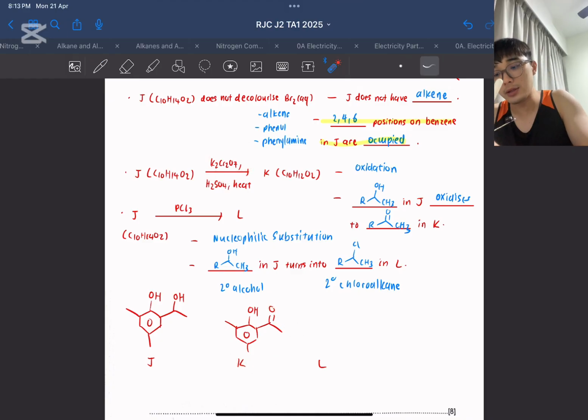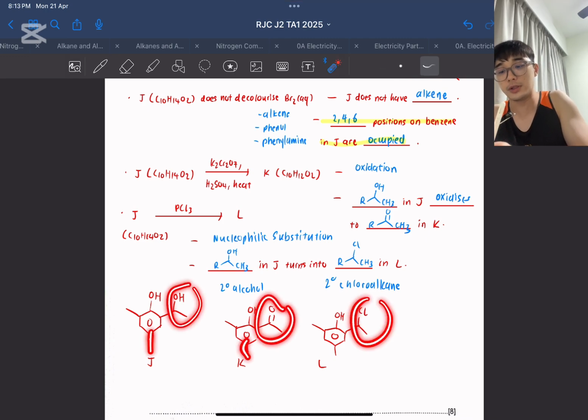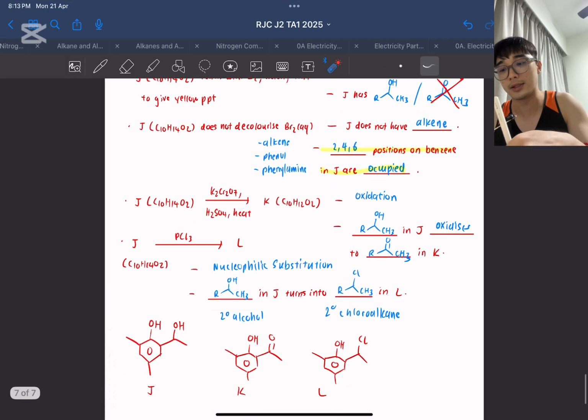Okay, last but not least, we have the OH here turned into a Cl in L. So copy out the rest of the compound and just put the Cl over here. So again, if you put these 3 groups onto the 4th position, it's also fine. Okay, and that's our final answer.